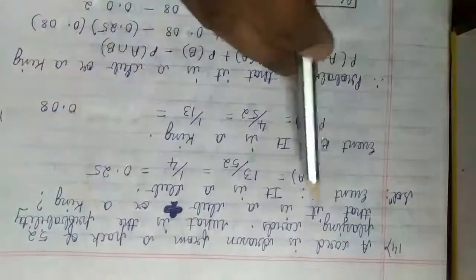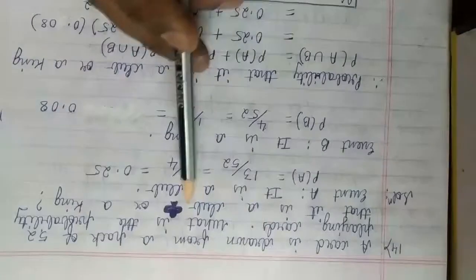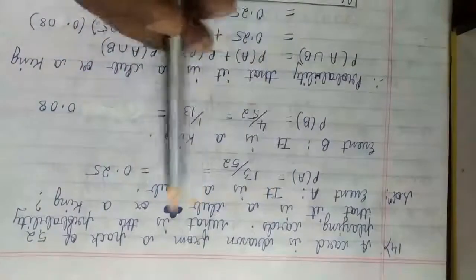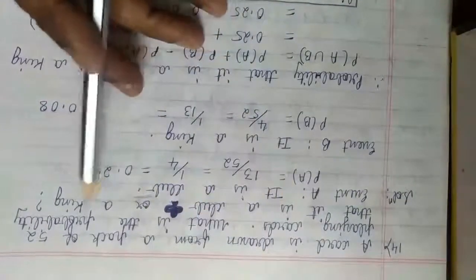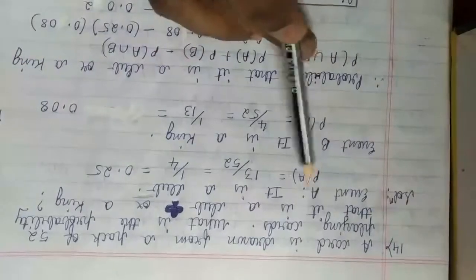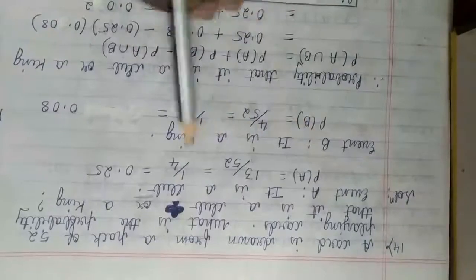So let us see what event they have asked. What is the probability that it is a club or a king? That means there are two different events. It can be a club, one event, or it can be a king, the second event. So let's split. Event A, it is a club. Event B, it is a king.